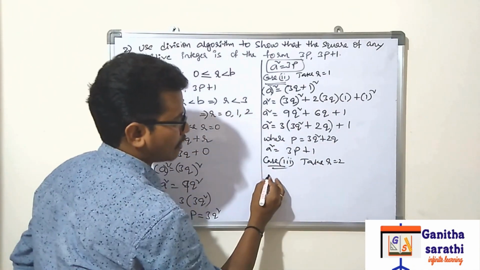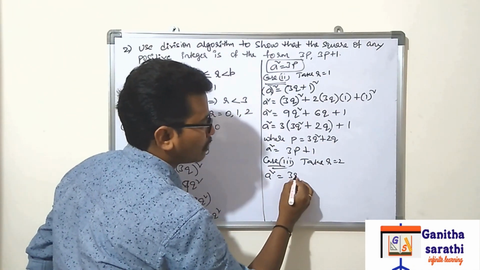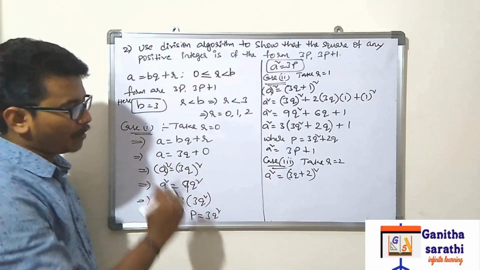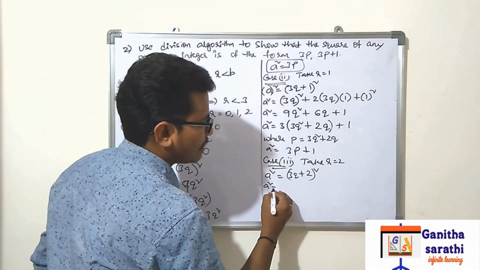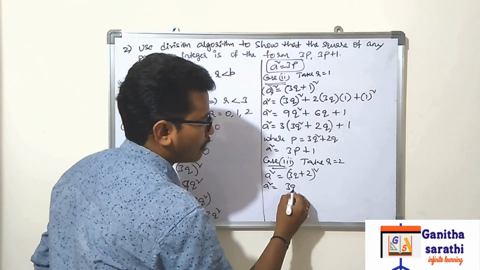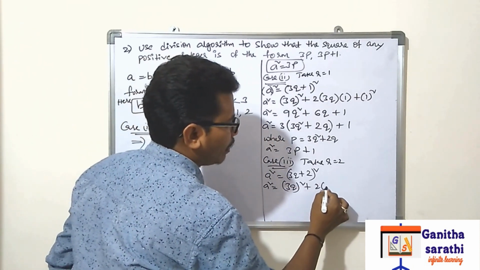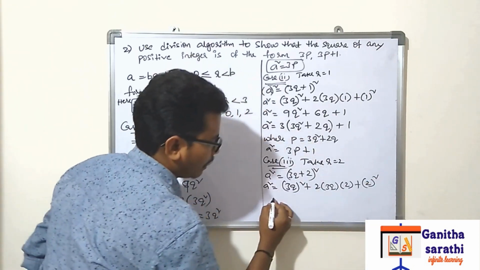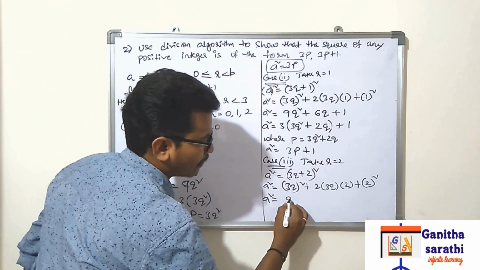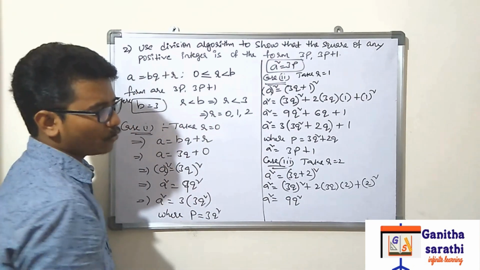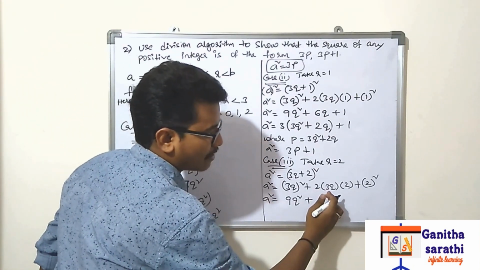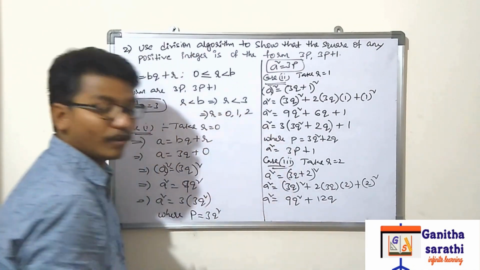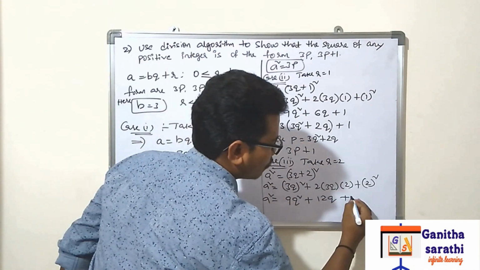The same process: a square is equal to (3q plus 2) whole square. Using the (a plus b) whole square formula, it is (3q) square plus 2 into 3q into 2 plus 2 whole square. So a square is equal to (3q) whole square, which means 9q square, plus 2 3s are 6q, 6q into 2 is 12q, plus 2 square is 4.